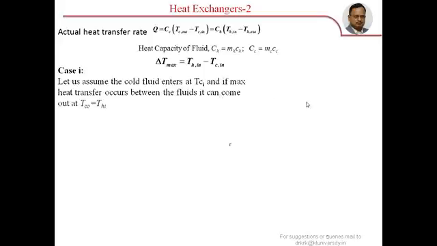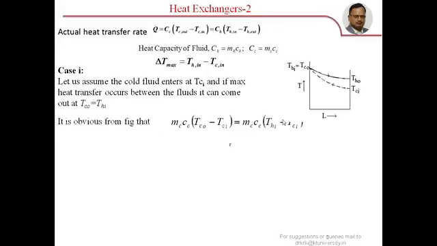Now let us see case by case. Let us assume the cold fluid enters at TCI, and if maximum heat transfer occurs between the fluids, it can come out TCO equal to THI. See the dotted line. The cold fluid enters at TCI. Normally it goes like this. May not be able to reach the THI. Suppose maximum heat transfer occurs. This TCI can go up to TCO. Now delta T maximum is THI minus TCI. You understand?